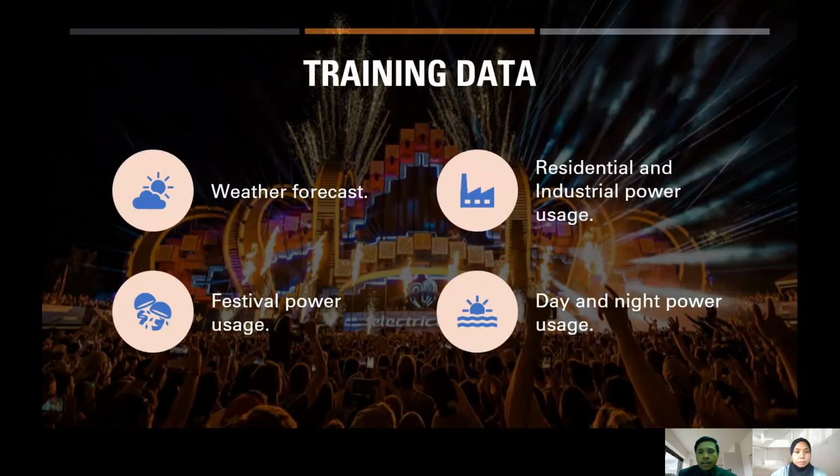The training data that is needed, there are 4. The first one is weather forecast, because the weather can influence the current. The second one is residential and industrial power usage. The third one is day and night power usage, and the last one is festival power usage. So the company needs to predict the power consumption in order to give the market what is needed. Okay, next slide.